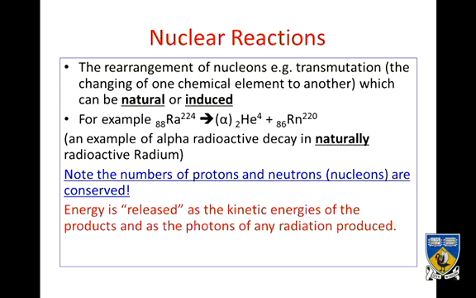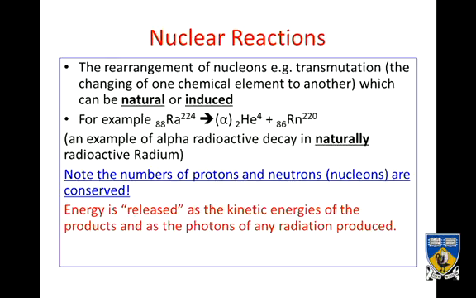So now we're in a position to talk about nuclear reactions. What is a nuclear reaction? Well, it's a reaction between nuclei, and it's essentially a rearrangement of nucleons. The nucleons, remember, are the particles that make up the nucleus, and what happens is there's a transmutation. Now, what does this long word mean? It just means changing one chemical element to another.